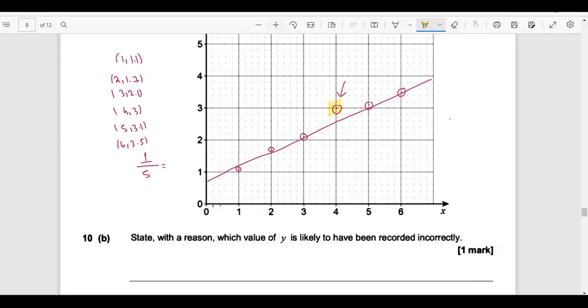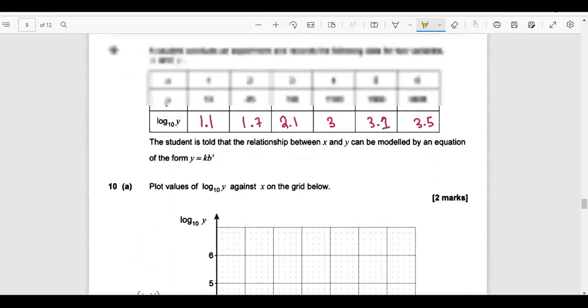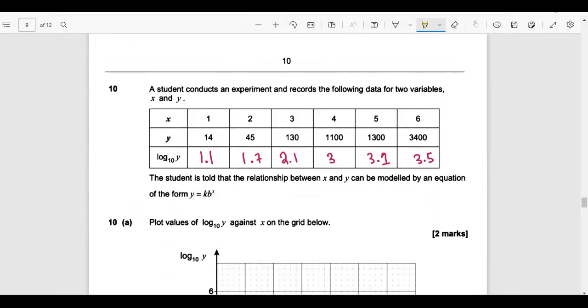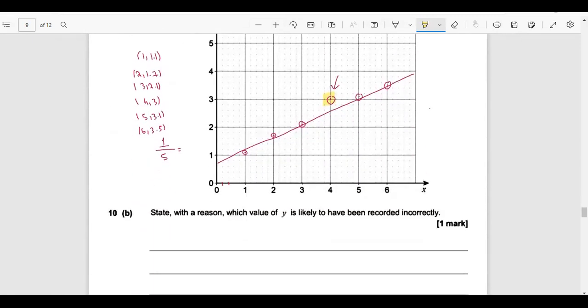So we are talking about the y value, not the log of y value. It is the x coordinate 4. At x coordinate 4, y is 1100. So this would be the answer, recorded incorrectly. Always make sure that you understand the question. They are talking about the value of y.